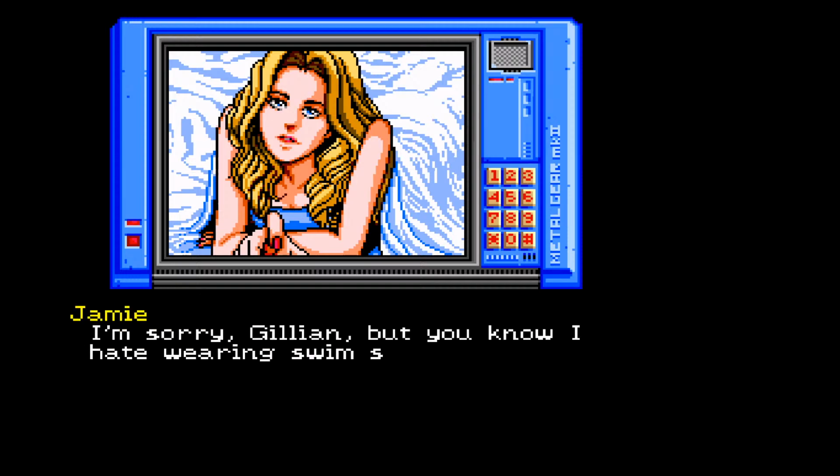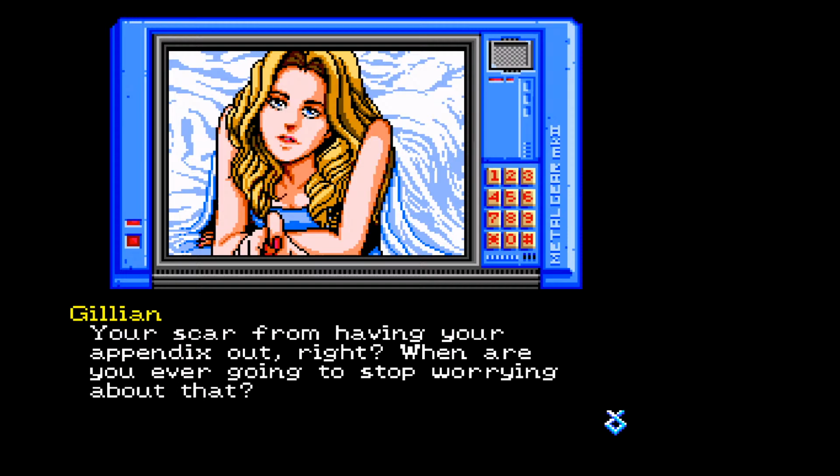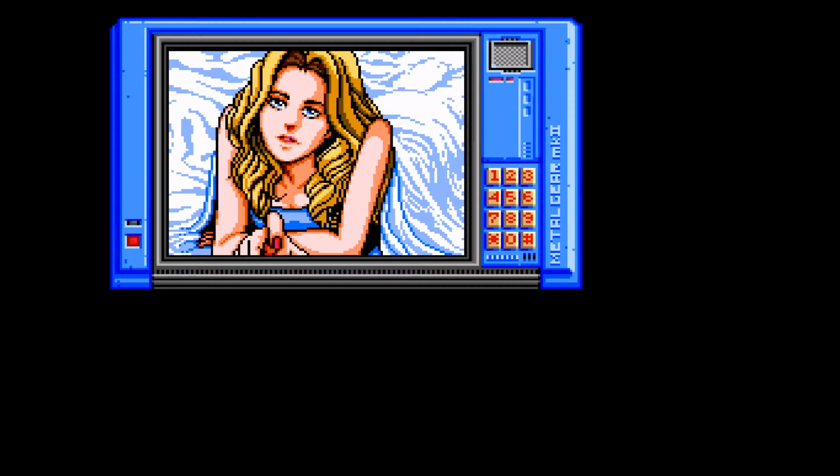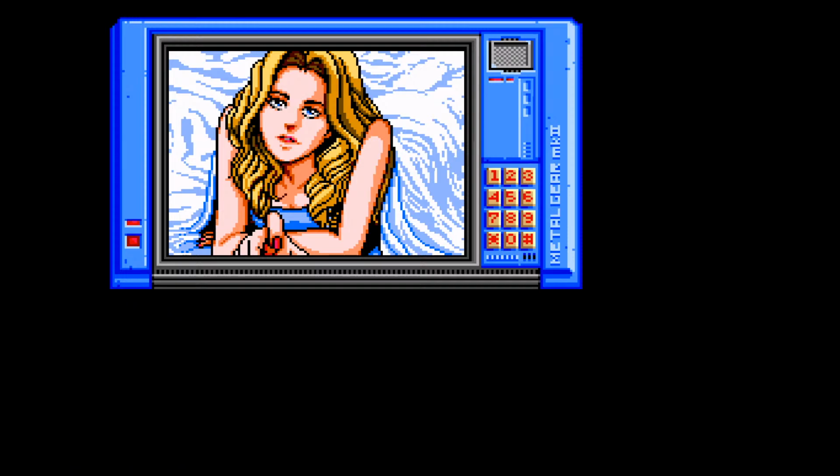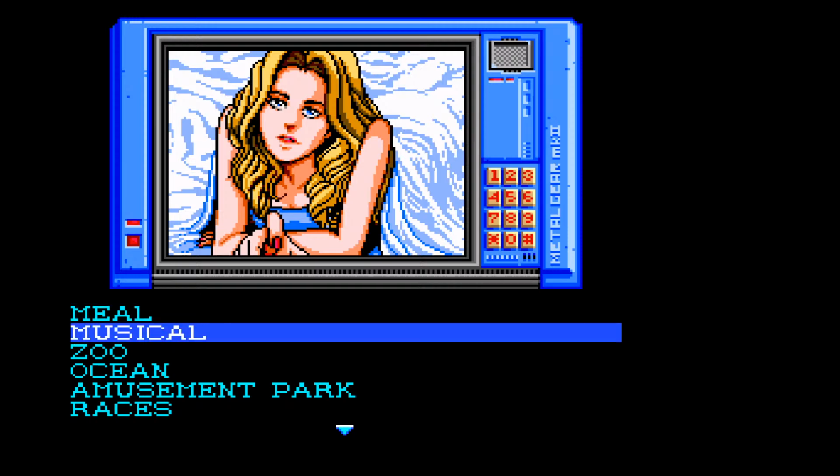I'm sorry, Gillian, but you know I hate wearing swimsuits. Your scar from having your appendix cut out, right? When are you ever going to stop worrying about that? I'm sorry, Gillian. I just don't feel like doing that kind of thing yet. Okay, what about the zoo?